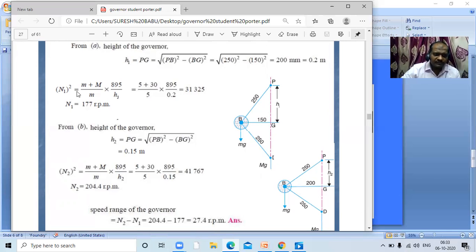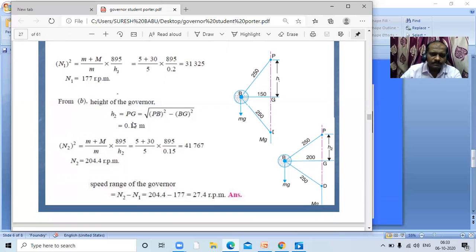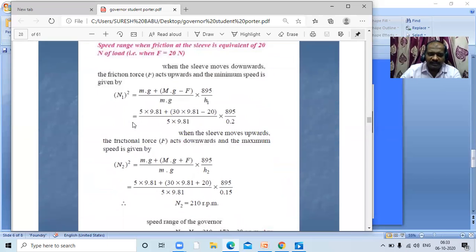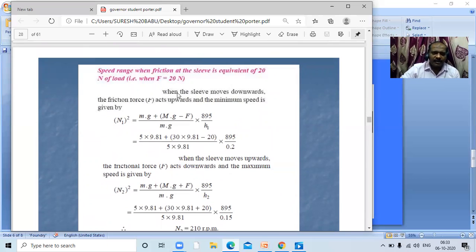So we can say N1 square is equal to (small m plus capital M) by small m into 895 by H1. For N2, replace with H2. Next, the third concept is if it is given that the frictional force is 20 newtons. When the sleeve moves upwards, the friction force acts downwards and the minimum speed is given by. So if you observe, when the sleeve moves upwards, the frictional force is going to act downwards. Therefore you have to use the negative value.